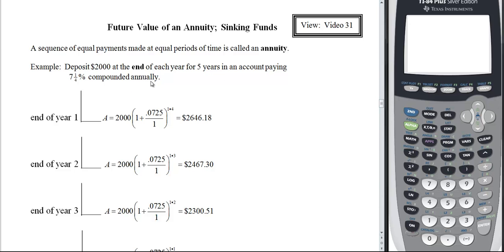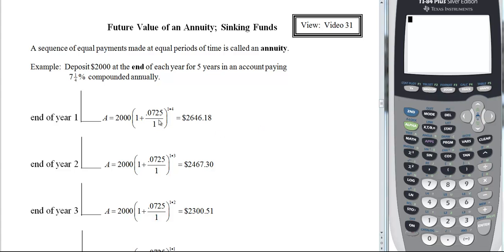So in this example, we want to deposit $2,000 at the end of each year for 5 years in an account paying 7.25% compounded annually. Now this N is very important, and that'll be coming up here in just a bit. So if we deposit $2,000 at the end of each year, I'm actually doing a compound amount formula, but I have to do it for each individual payment because they're in there for a different amount of time.